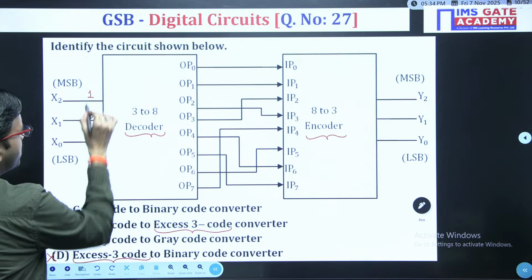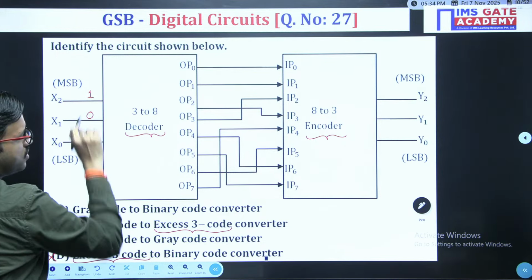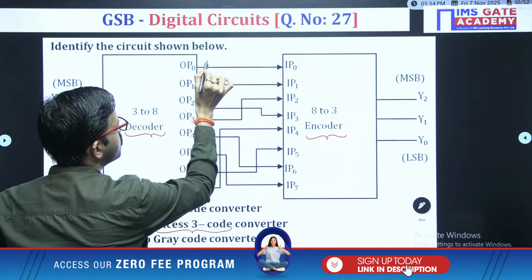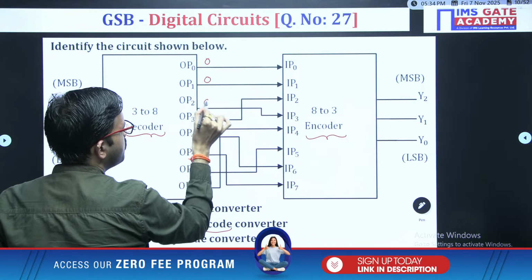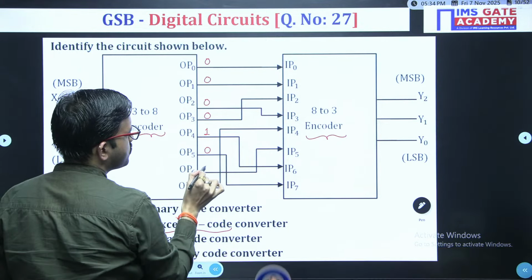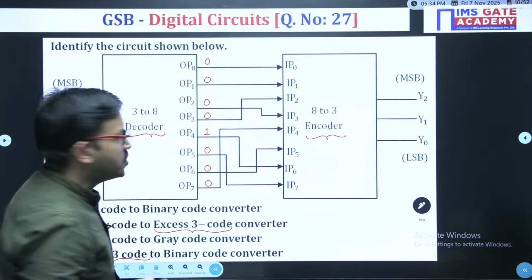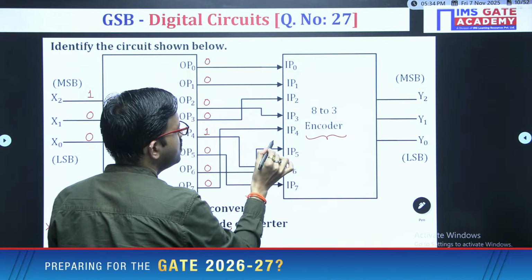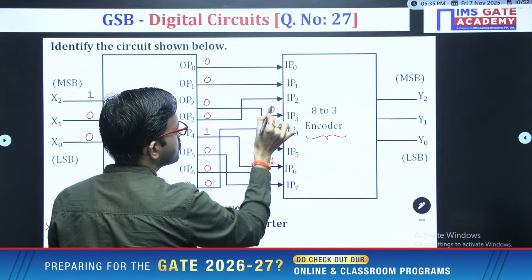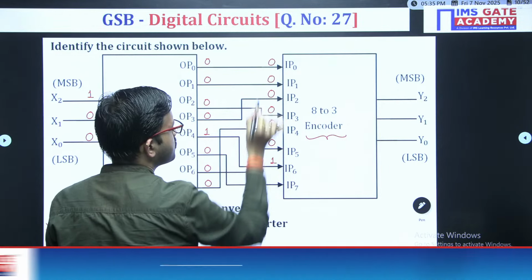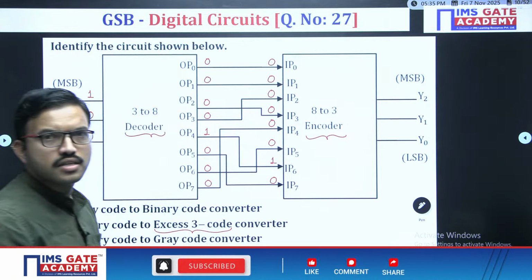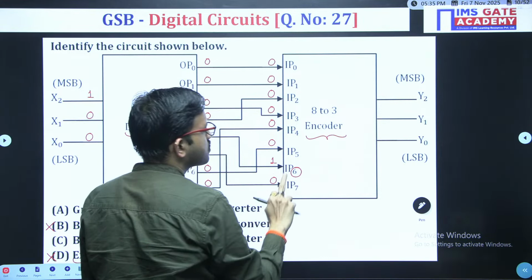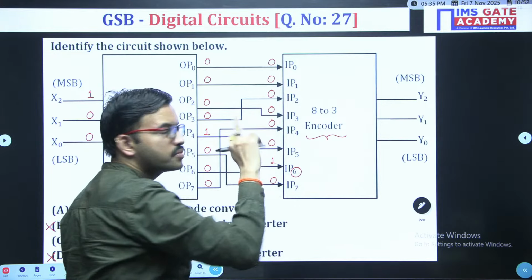Now 100 I have considered. 100 is nothing but what? 4. So that means OP4 will be 1. Remaining all other outputs are zeros. Fine. Now in this case OP4 is connected to where? IP6. So this input line is 1. Remaining all other inputs are zeros. Now IP6 is 1. That means 6. Only this input is 1. Remaining other input lines are 0.